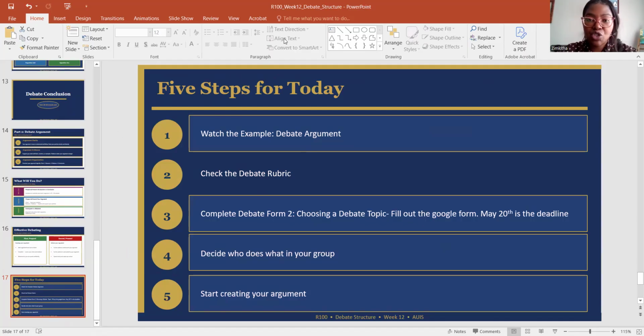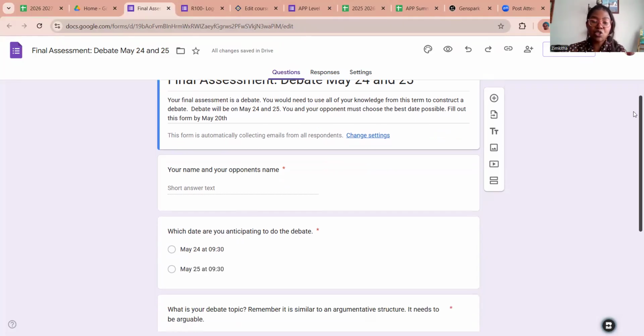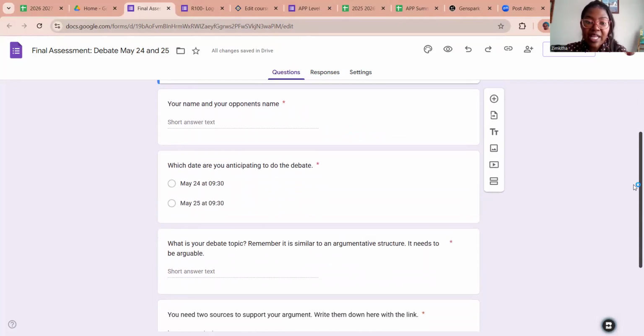And I'm going to just stop sharing my screen. All right. And the first thing that you need to do, all right, I'm going to go over here. The first thing you need to do, you need to go to this form that I'm going to share with you. And on this form, you need to write your name and your opponent's name, okay? Because remember, you're going to come in twos, all right? Then after that, which date you are anticipating to do it. Do you want to do it on May 24th? They're going to start at 9:30 or May 25th at 9:30, okay? You need to choose those ones.